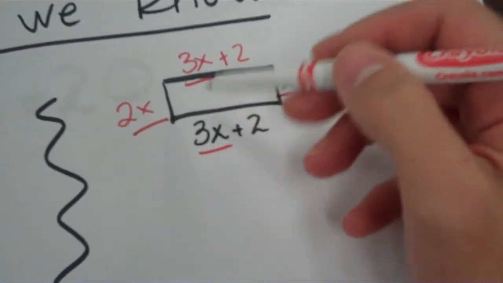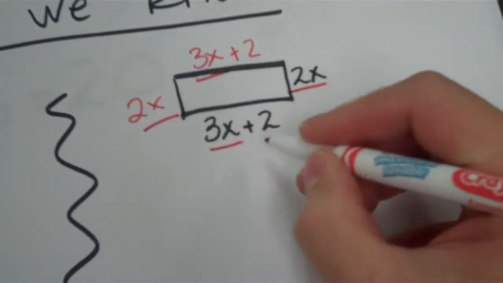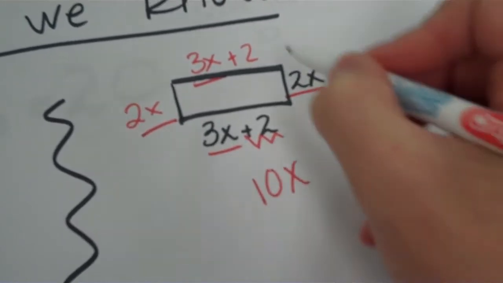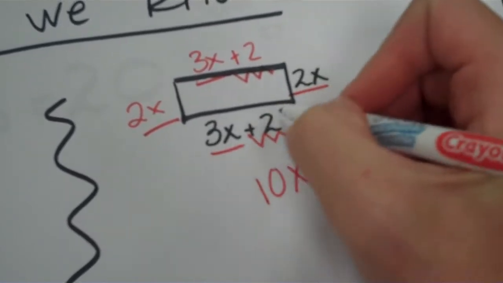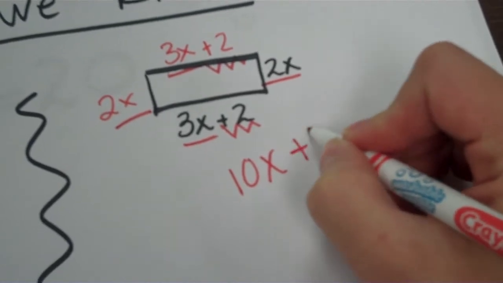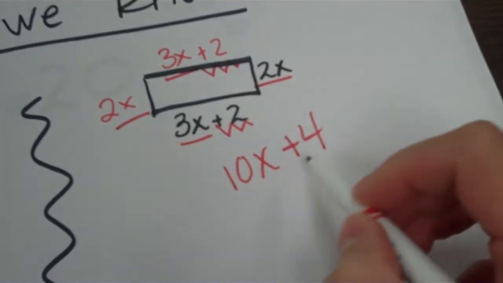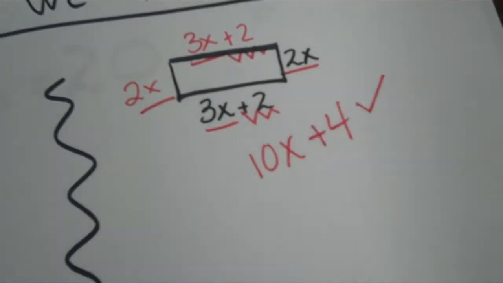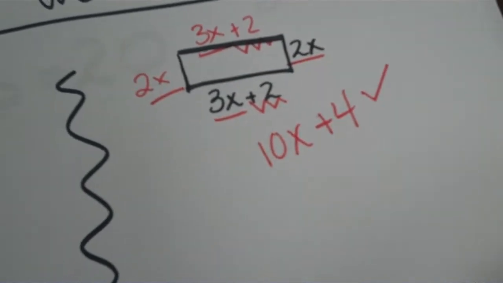So 3 plus 3 is 6, 7, 8, 9, 10. So there's 10 x's. And then I can combine the other stuff. So 2 plus 2 is a positive 4. And I write them side by side. So we've done this before as well, where you had to combine like terms and write things side by side. That'll come into play in a little bit, alright?